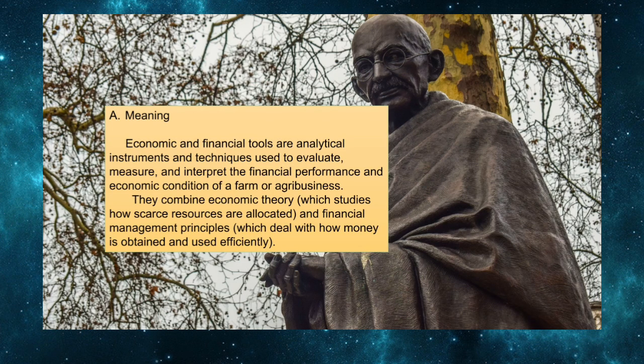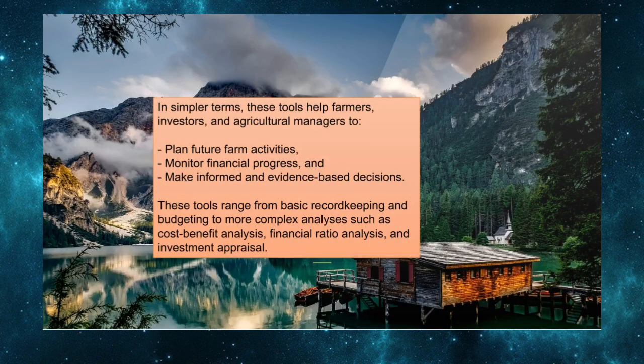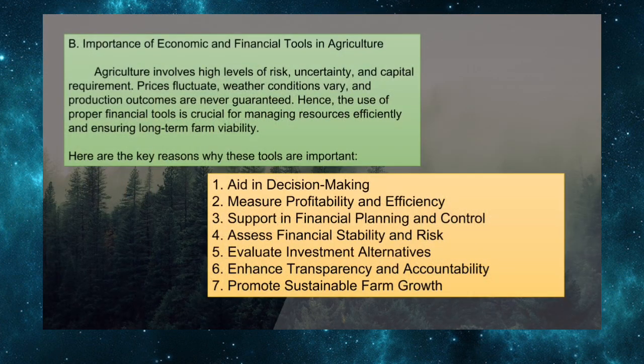and sustainable farm operations. In simpler words, economic and financial tools help farmers and agricultural managers do three main things: plan future farm activities, monitor financial performance, and make informed decisions. These tools range from very basic techniques like record-keeping and budgeting to more advanced analyses such as financial ratios and cost-benefit analysis. The goal is always the same: to help farmers use their resources wisely and make choices that improve farm profitability.